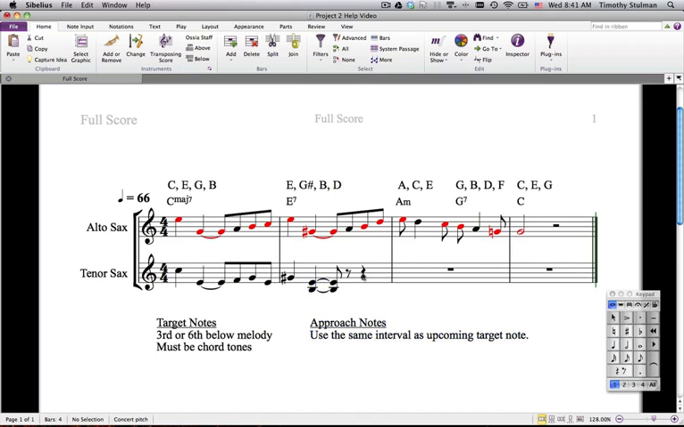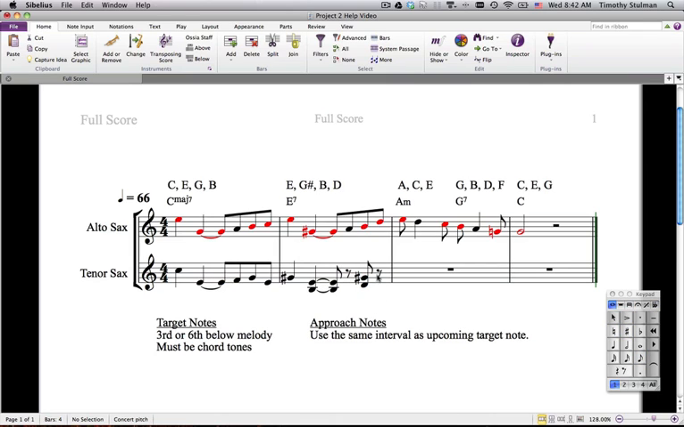Now let's look at the B. A third below B is G sharp. Once again, we have to use G sharp because G natural would not be a chord tone. And a sixth below would be a D.